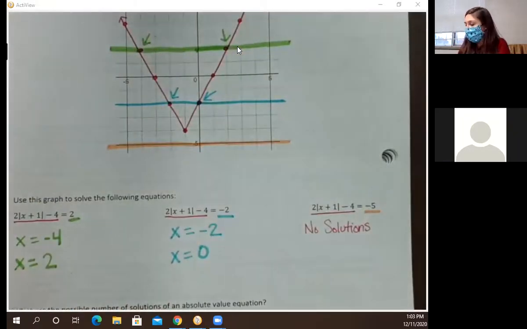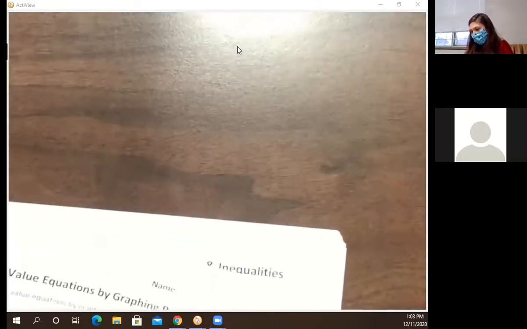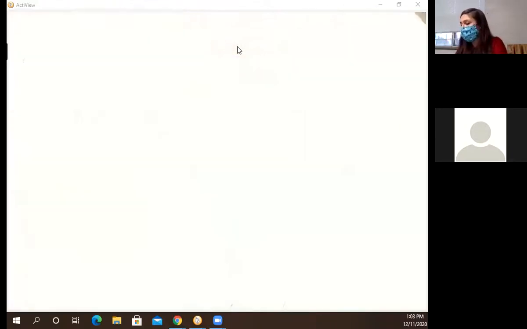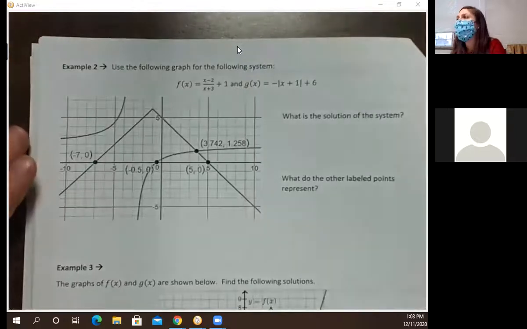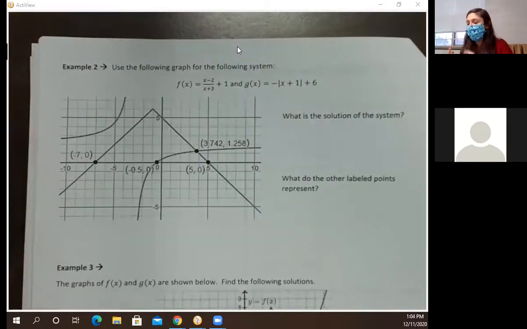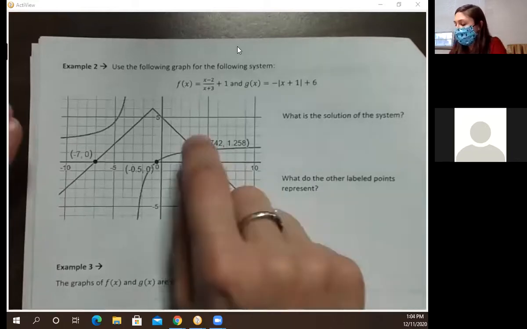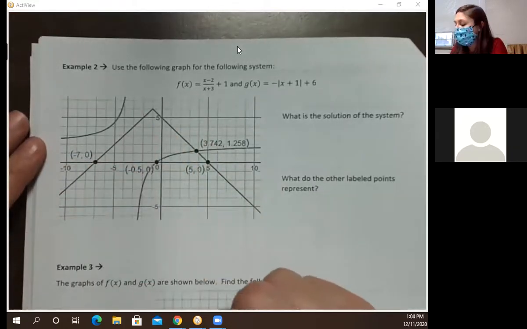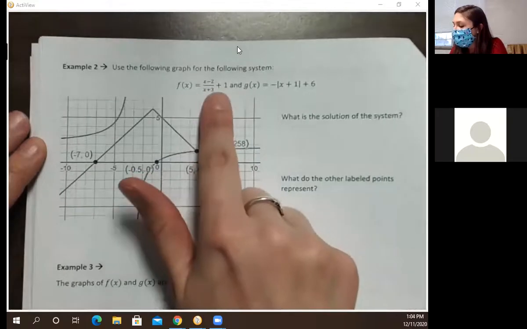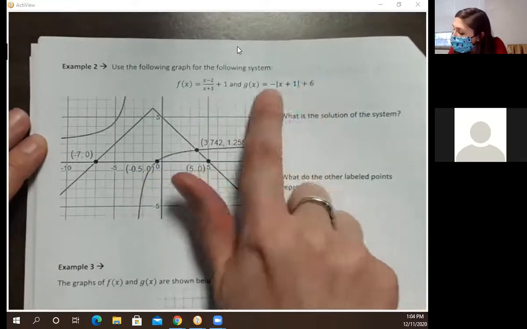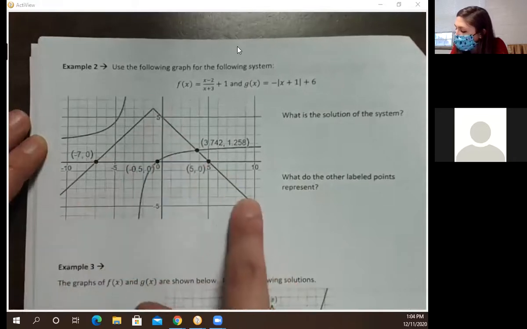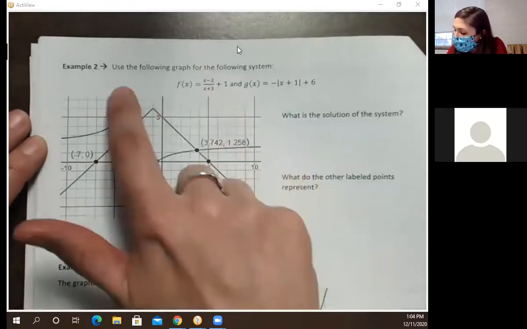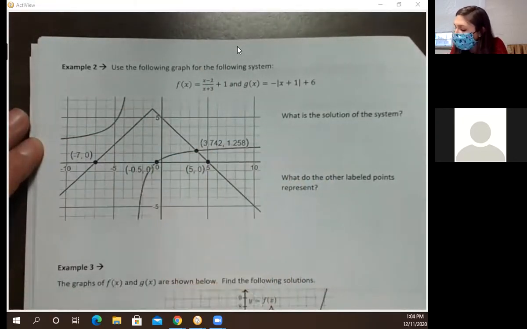Okay. So really quickly, I want to flip ahead to page 164. And I want to talk for just a second about nonlinear systems of equations. Okay, so I'm flipping to page 164 just for a second. Here in this example up at the top, it says we have a function f of x and a function g of x. So g of x is absolute value. See that guy graph there. And then f of x is this other graph that's got these sort of two curves to it.